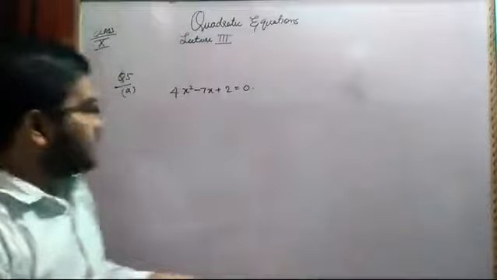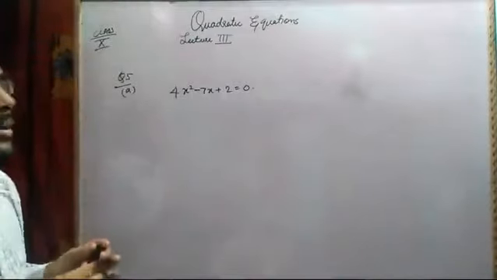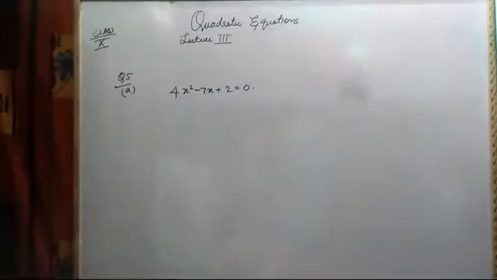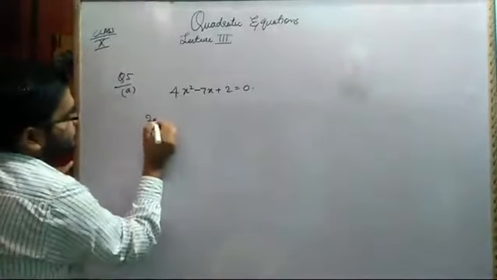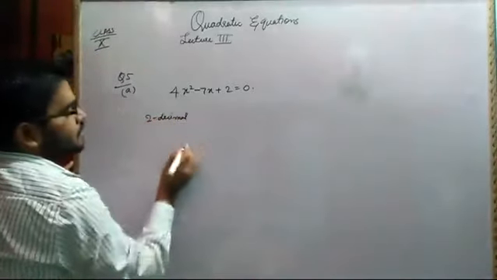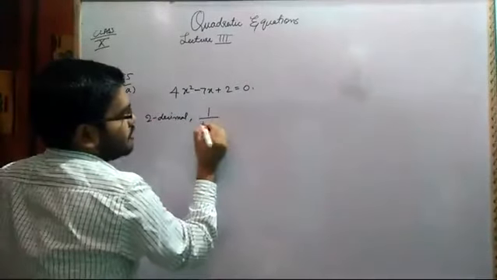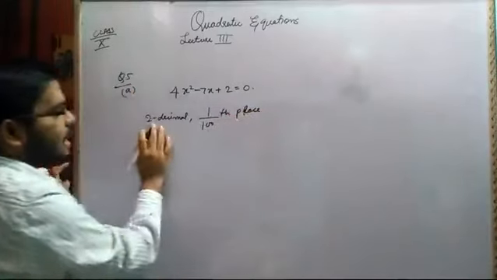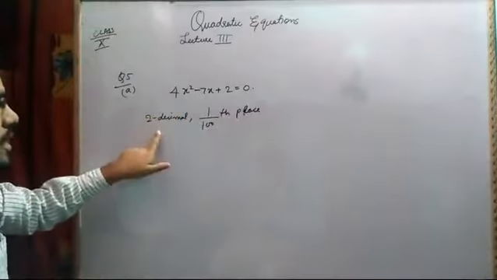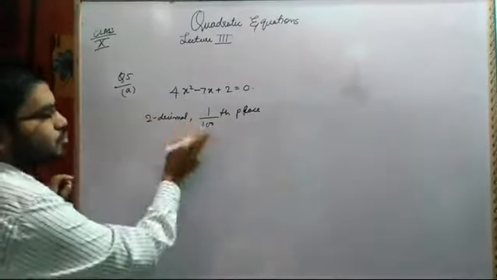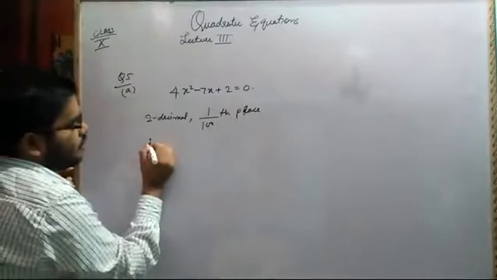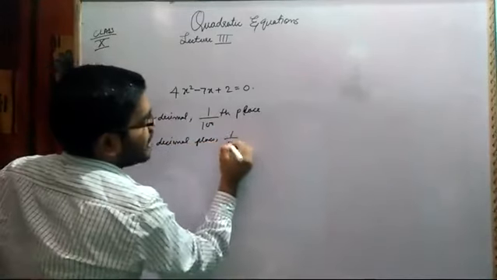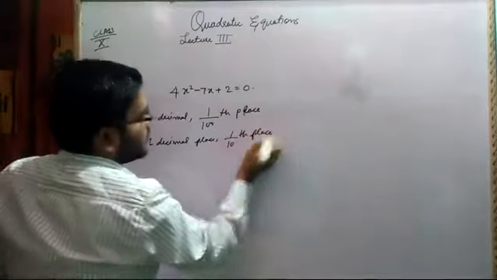Now, before calculating this, first try to understand what 2 decimal places and 1 decimal place mean, and what type of questions they will ask. They will ask to find the value of x up to 2 decimal places, or they will write 1 by 100th place. These two mean the same thing. Or they may ask 1 decimal place, or they will say 1 by 10th place. So what does this all mean?